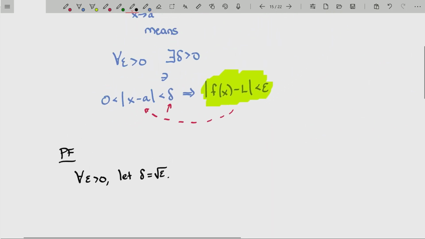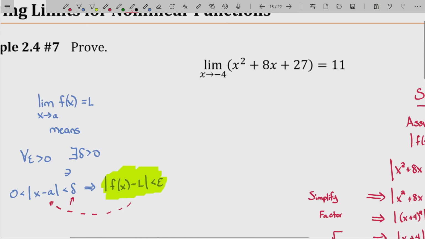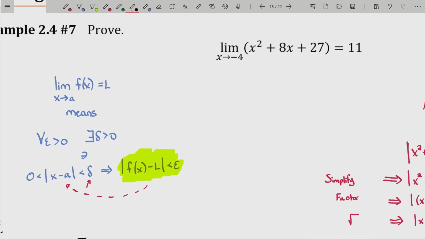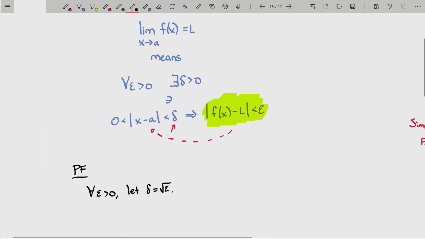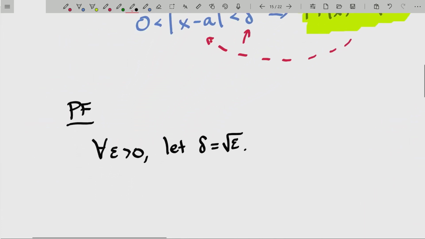And somebody comes up to you and they say, I want you to prove this limit is true. Just prove it to me. And you say, great. Well, give me any epsilon neighborhood. And they say, well, I'm not going to tell you what epsilon neighborhood I'm going to give you. You just imagine it. I say, okay, well, whatever you give me, I'm going to choose a delta neighborhood of size square root of epsilon. And they say, why would you do that?